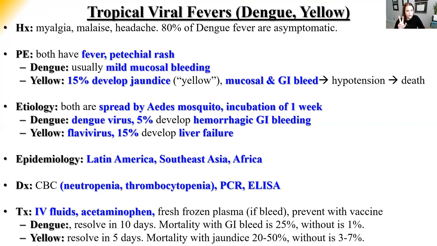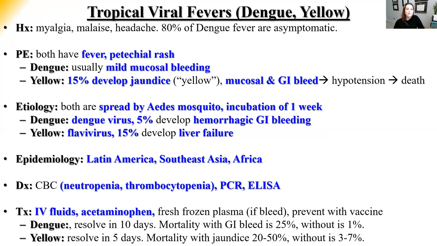In dengue fever, they will usually have a mild form of mucosal bleeding if they have bleeding at all. Whereas in yellow fever, 15% of patients will develop jaundice, yellow skin, aka yellow fever. Then they will go on to have mucosal and severe GI bleeding, which can cause hypotension and death. So think more severe mucosal bleeding in yellow fever. Both of these are spread by the Aedes mosquito, and it has an incubation of about 1 week.